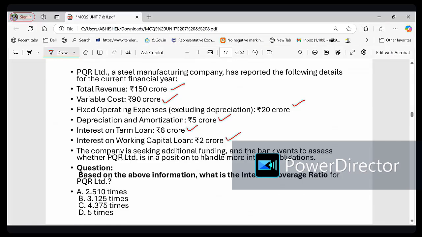The company is seeking additional funding and the bank wants to assess whether PQR is in a position to handle more interest obligation. That means, can they pay interest comfortably? So the question is, what is the interest coverage ratio for PQR? This question is most frequently asked. What is interest coverage ratio?